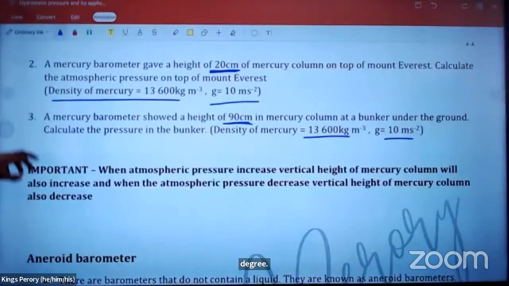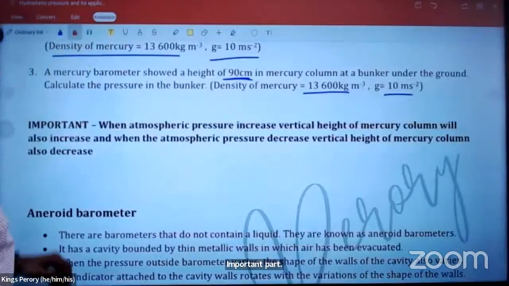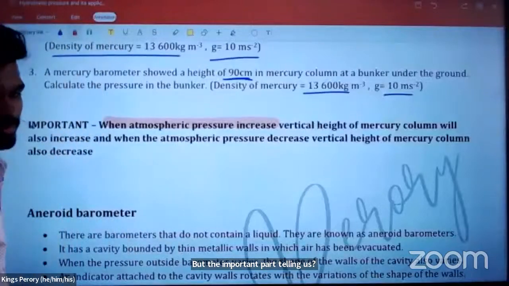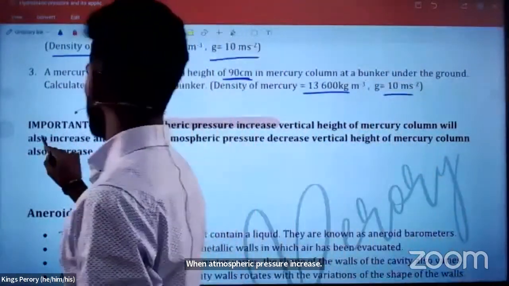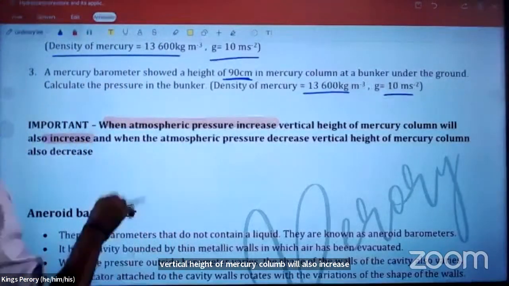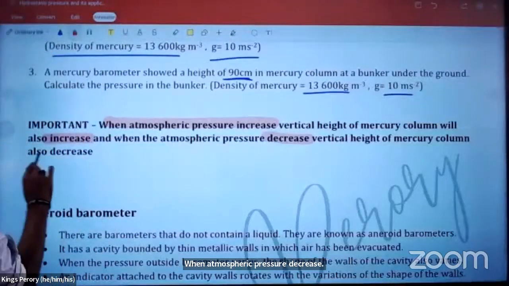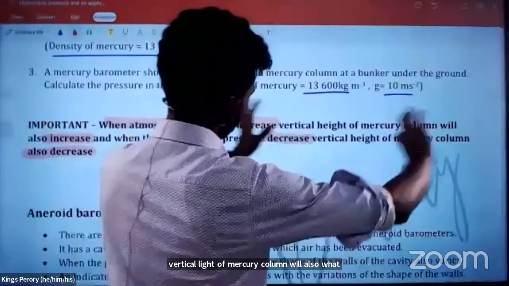Question 3. The important part: when atmospheric pressure increases, vertical height of the mercury column will also increase. When atmospheric pressure decreases, vertical height of the mercury column will also decrease. Please underline or highlight this full sentence and key.